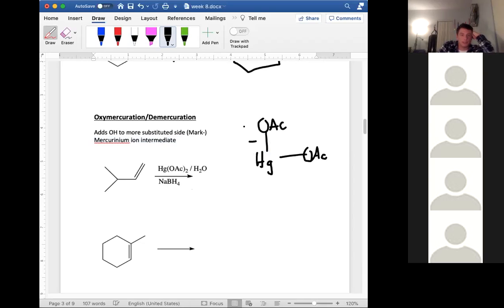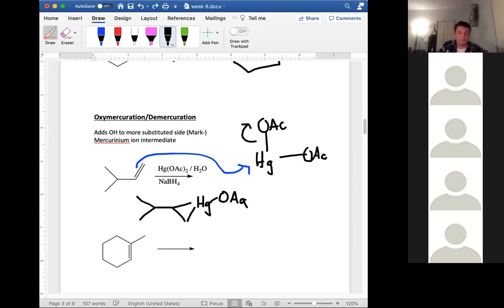All that occurs is one of these leaves, and this double bond bonds with that mercury. Again, a lot of people were confused before. I'm just going to flip this for drawing's sake. So you're now bonded to that mercury with one of these OAcs. This is your intermediate. This is how that forms. It's almost just like cyclopropanation, except you're just adding your mercury reagent. So that is how that forms. Now, does anybody know the next step?